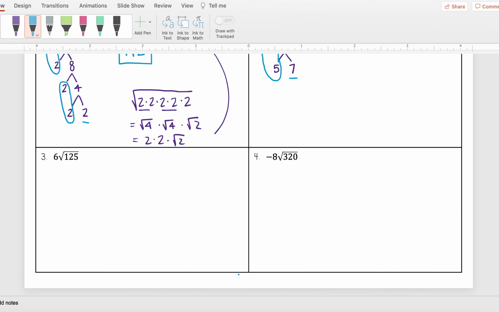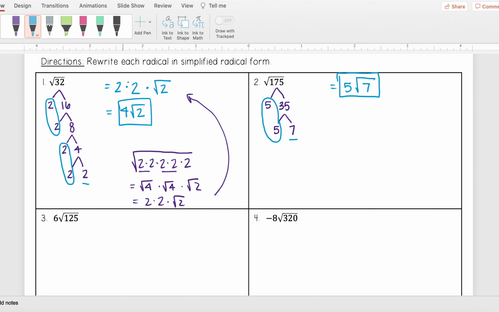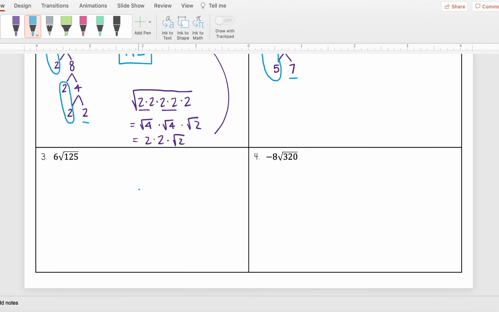So now for number 3, this one looks a little bit different. We notice there's a 6 out in front of our radical. That's okay. That just means at the very end, we're going to be multiplying those numbers out in the front. So like what we had up here, this 2 times 2, there'd be a 6 here as well. So I just multiply all of those out in the front.